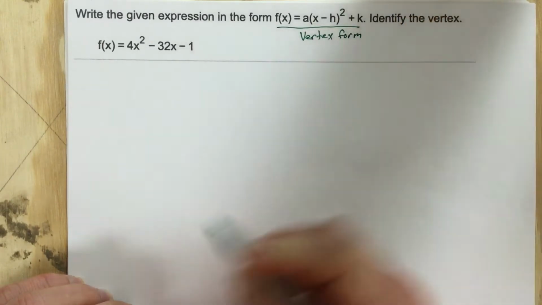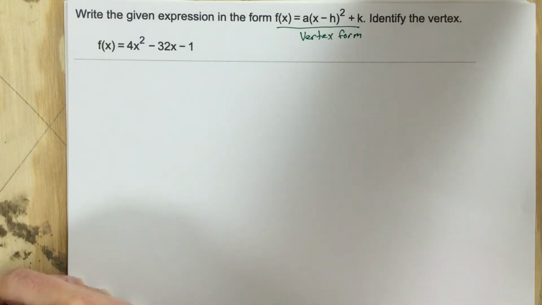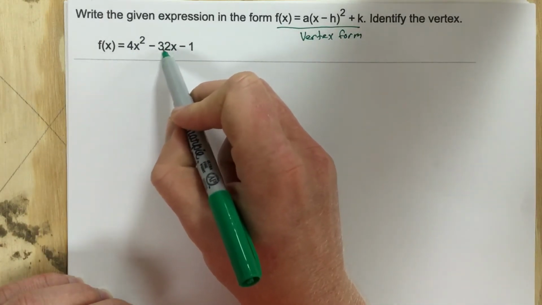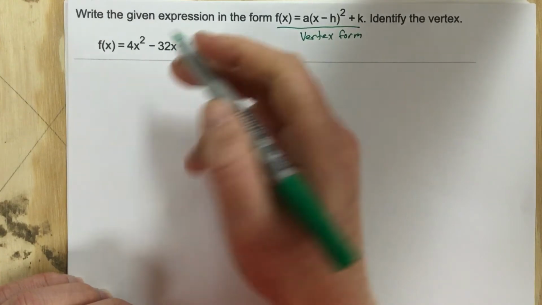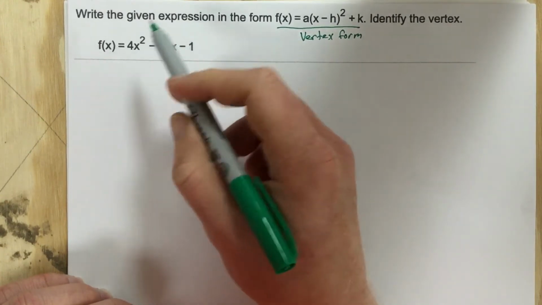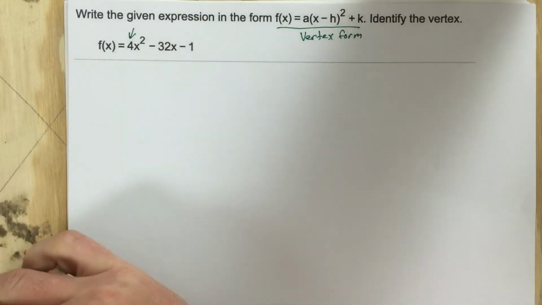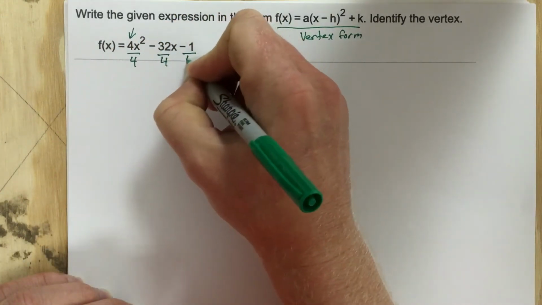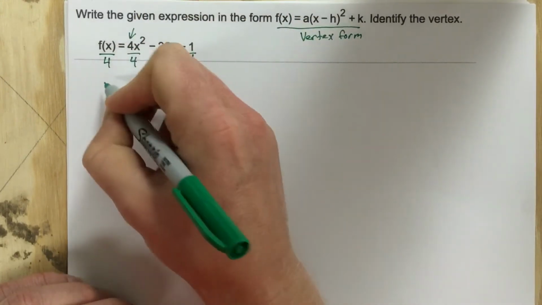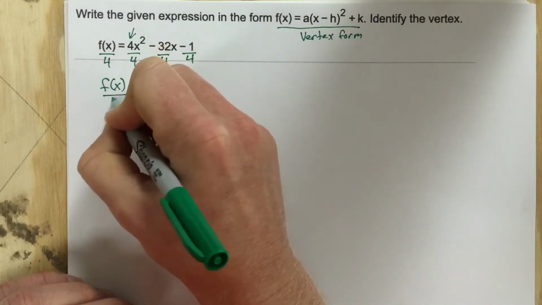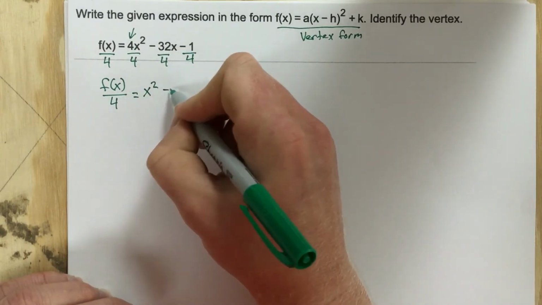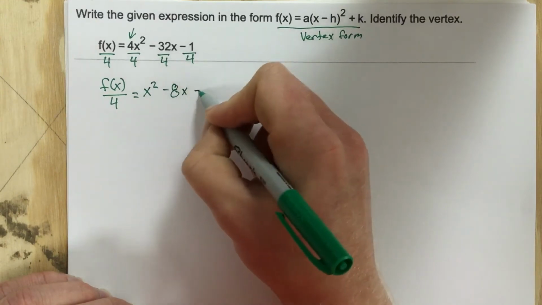In order to write it into vertex form, we're going to need to complete the square. So how do we complete the square? Well, the first thing we want to do is divide the middle term by 2 and then square that term. But because we have a leading coefficient of 4, I'm going to divide the 4 out first. So let's divide each term by 4 so that we end up with a value of 1. So we get f of x over 4 equals x squared minus 8x minus 1/4.